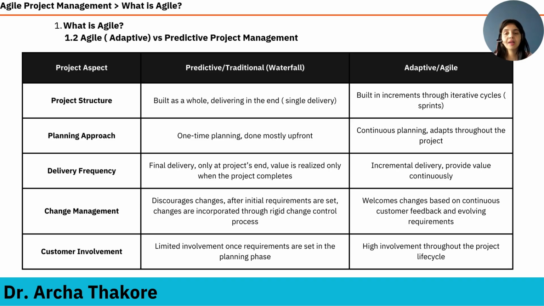Last point is customer involvement. In predictive approaches, there is limited customer involvement. Once the requirements have been gathered, they are set in the planning phase, and once the execution begins, there is very limited involvement of the customer. However, one of the core values of Agile is customer collaboration. So it means that high involvement of the customer is required or is encouraged throughout the project cycle.